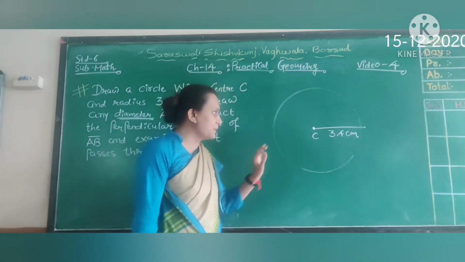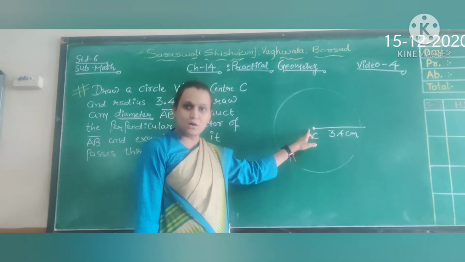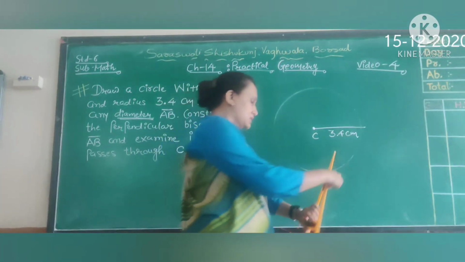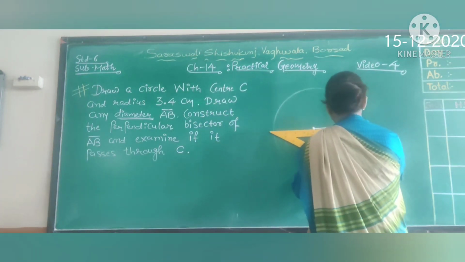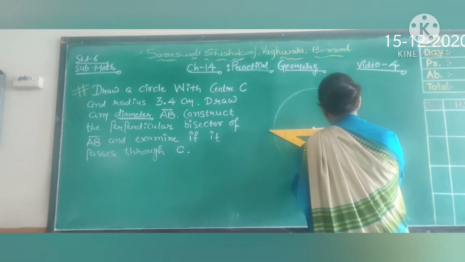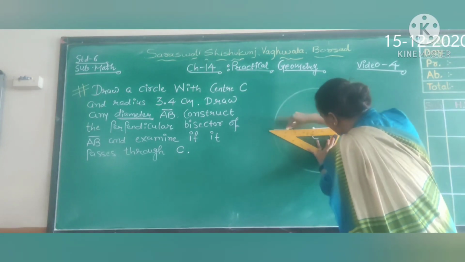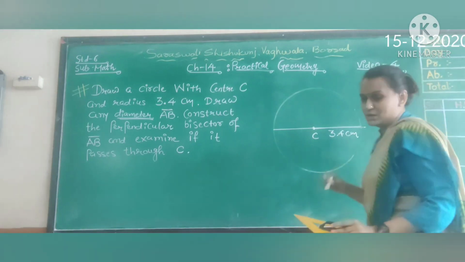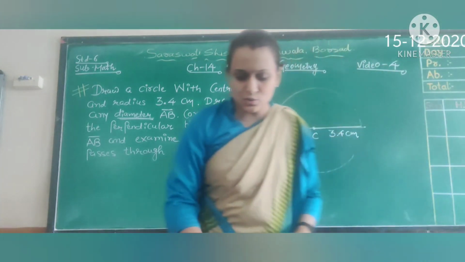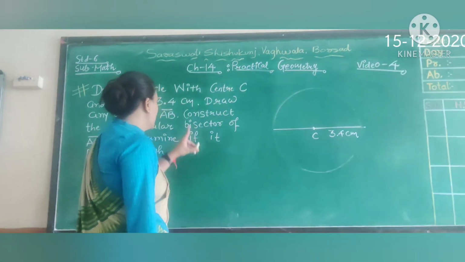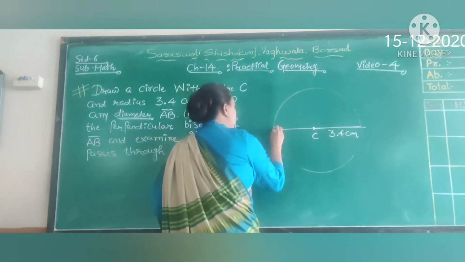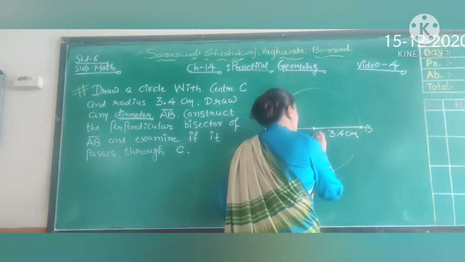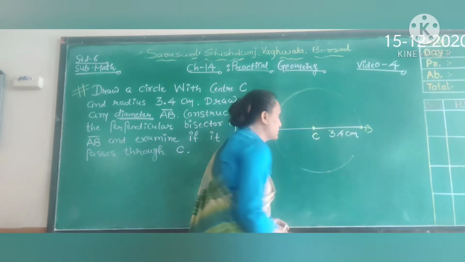The diameter compulsorily passes through the center. So from center C, we are going to construct a diameter, which is a straight line. Okay, so this is your diameter. Diameter is twice the radius. So here we have to give the names A and B. This is your point C.